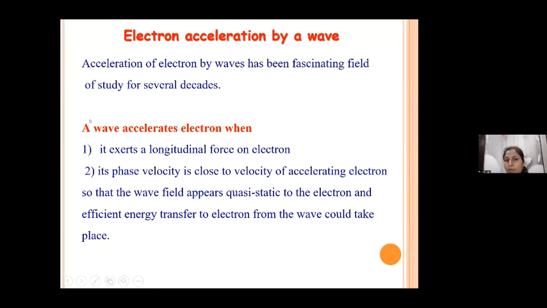So these are some preconditions, prerequisites for the energy gain of the electron with the help of laser. Number one, the laser can exert a longitudinal force on the electron, and its phase velocity is close to the velocity of the accelerating electron, so that the wave field appears quasi-static to the electron. And in that case, what will happen? The efficient energy is transferred to the electron from the wave.